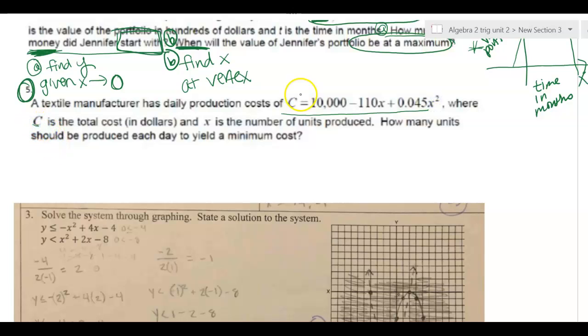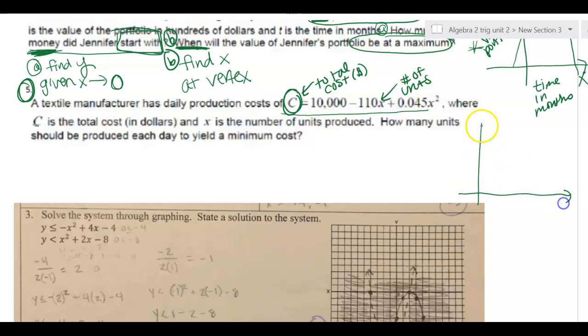the total cost. So my Y, or my C, is the total cost in dollars, and X is the number of units produced. And again, if I want to understand graphically what this looks like, I give myself an X and Y axis and I label them so I know what's happening. On the X axis, I have number of units, and on the Y axis, I have total cost. The equation's a quadratic, so I know it's a parabola. And this time the lead coefficient is positive. And so I know this parabola would face up.